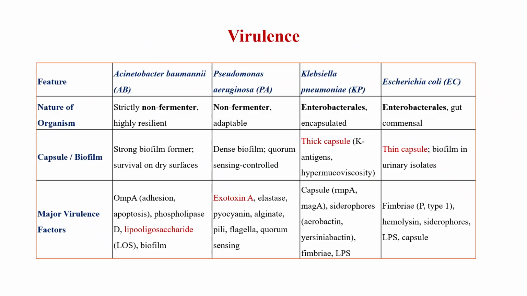So let us look into the virulence factors of these four common bugs. So Acinetobacter is not very virulent. It tries to survive. It is a great survivor. It tries to persist by keeping the metabolic activity very low, by forming biofilms, by becoming extremely drug resistant, by taking all the genes which are required for drug resistance. But as such, it's not a very virulent bacteria.